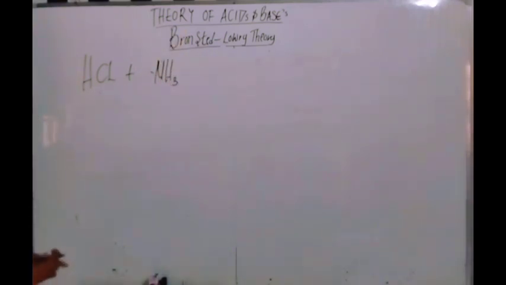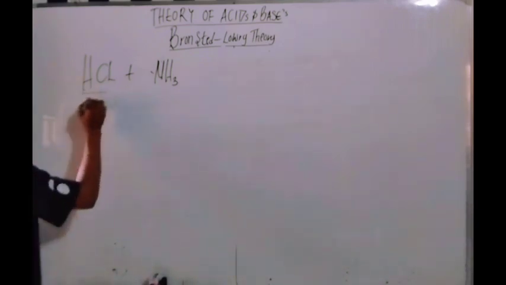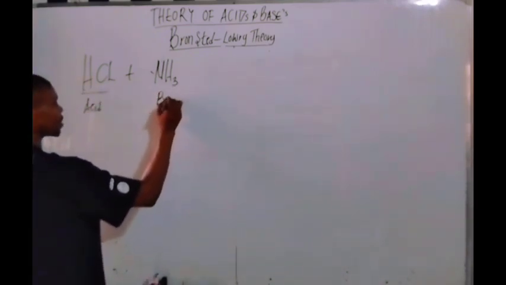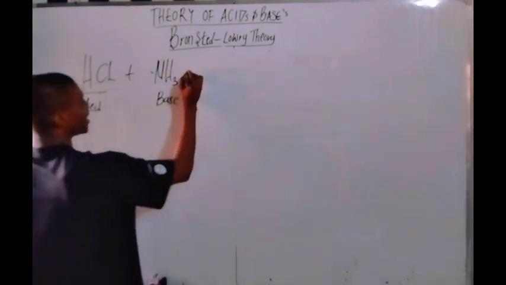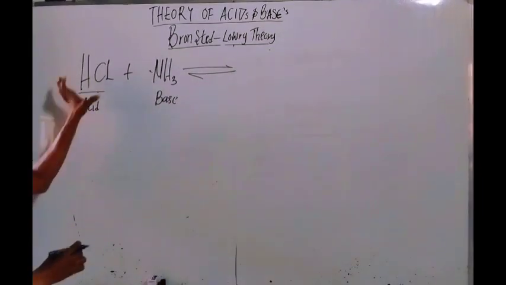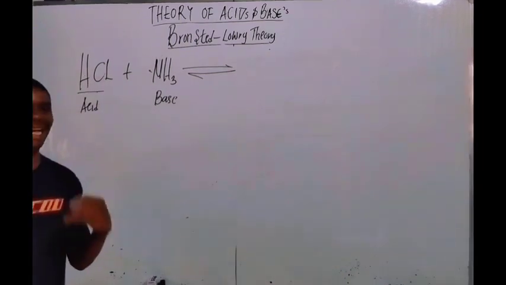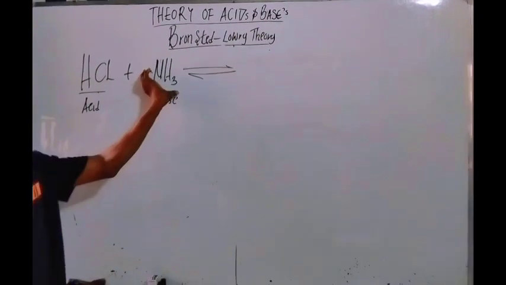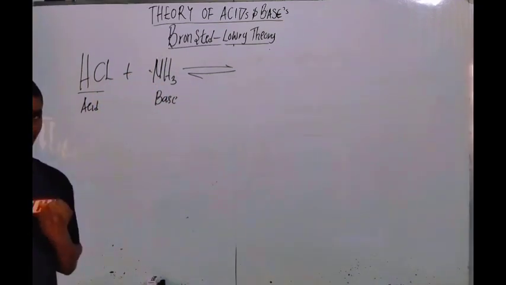NH3 is okay. Now this is the acid, and this is the base. The idea is that this is a reversible reaction. Do you understand? Now an acid donates a proton. That is, an acid always loses hydrogen. Do you understand? And a base accepts what? The hydrogen. Do you understand?